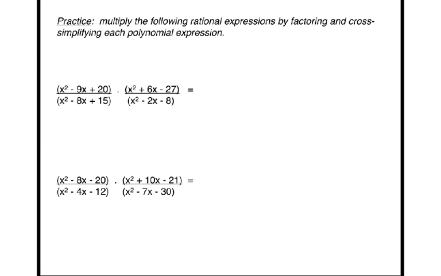Here are some practice problems. Multiply the following rational expressions by first factoring each trinomial and then cross-simplifying any binomials that you see in both the numerator and denominator. It will take a little bit of work to factor each of those trinomials, but once you do, you'll be able to cancel out any binomials that you see in both the top and bottom. Well worth the effort. When you're done, take a look at the next page to look at the answer key.